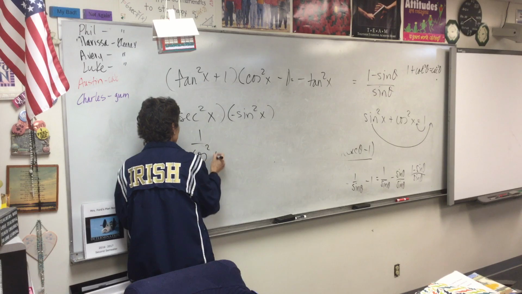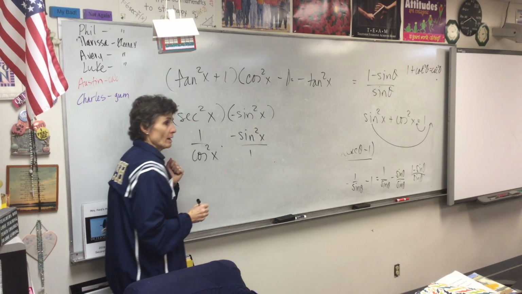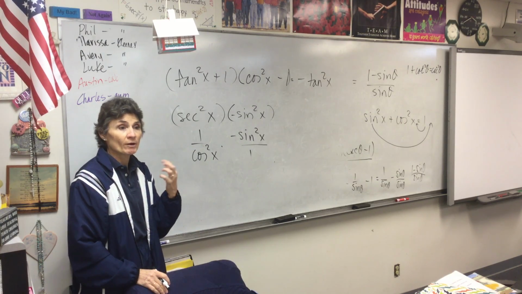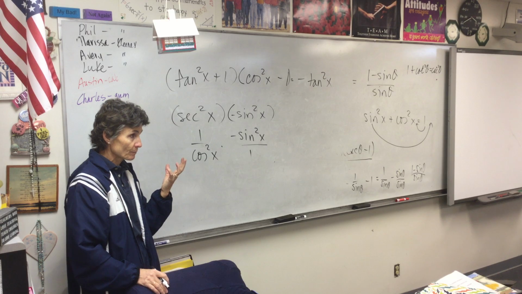What's secant squared? 1 over cosine squared times negative sine squared. What does that leave you with? Negative sine squared over cosine squared, which is negative tangent squared. Okay?